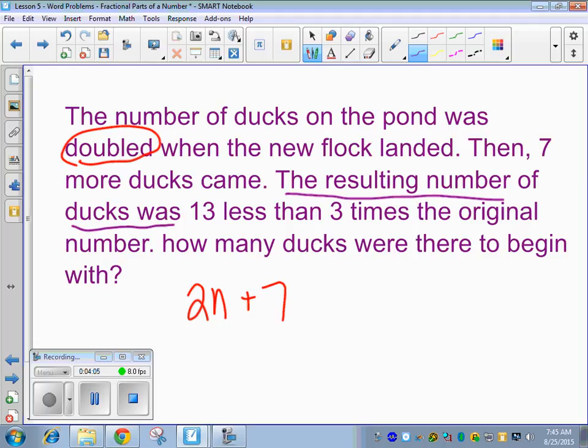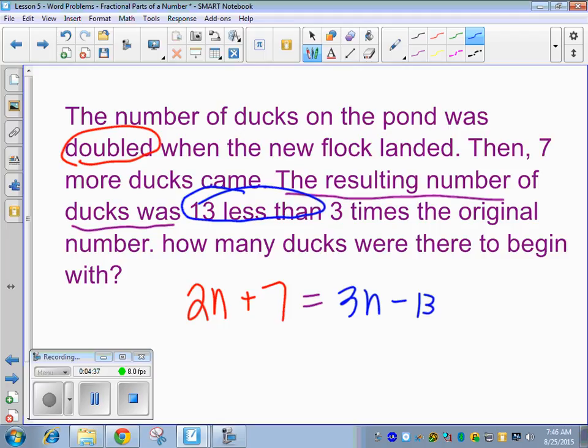All right, then it says the resulting number of ducks was. What math symbol does that mean? Yeah, equal sign right there, okay? All right, 13 less than. Here's that less than thing again. Whenever you see less than, leave a space and put -13 because it goes after whatever the rest of the sentence is, okay? So 13 less than 3 times the original number. So what do I put in the space here? 3n. 3 times the original number, okay?